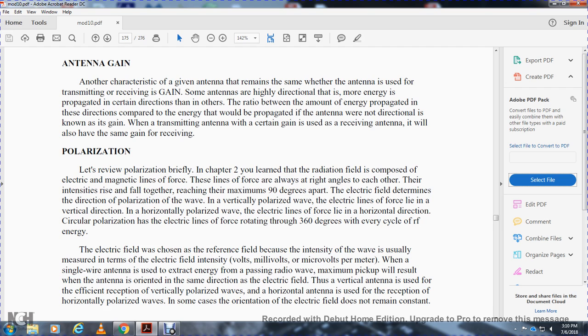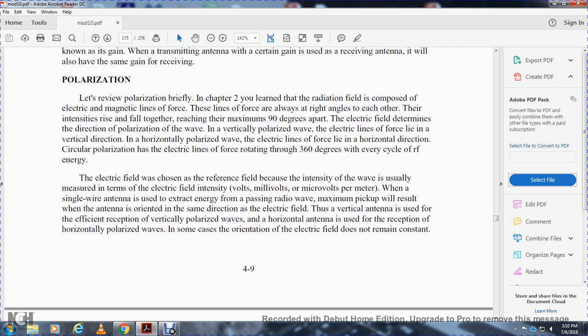Circular polarization has the electric lines of force rotating through 360 degrees with every cycle of the radio frequency energy. The electric field was chosen as the reference field because the intensity of the wave is usually measured in terms of electric field intensity: volts, millivolts, or microvolts per meter. When a single wire antenna is used to extract energy from a passing radio wave, maximum pickup results when the antenna is oriented in the same direction as the electric field. The vertical antenna is used for efficient reception of a vertically polarized wave, and the horizontal antenna for the reception of a horizontally polarized wave.